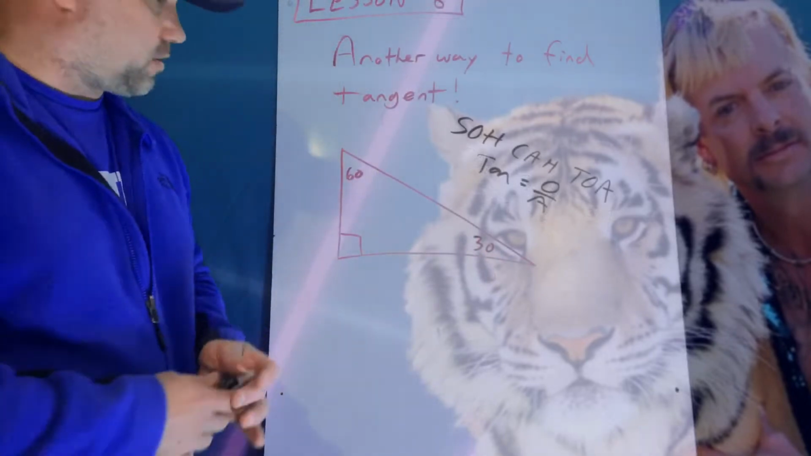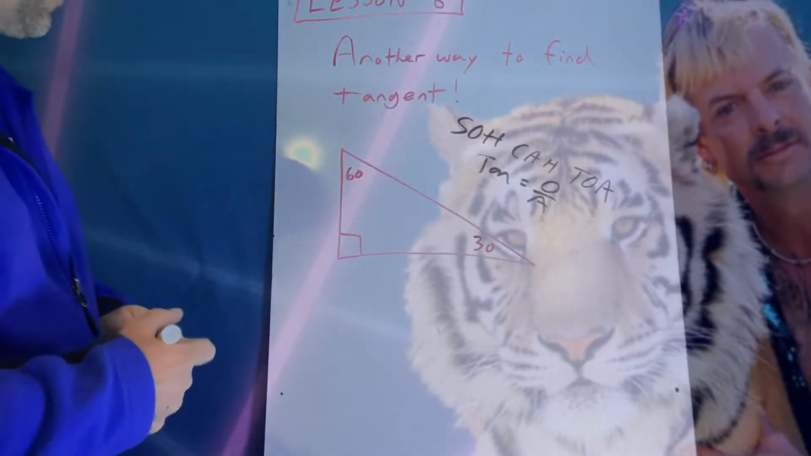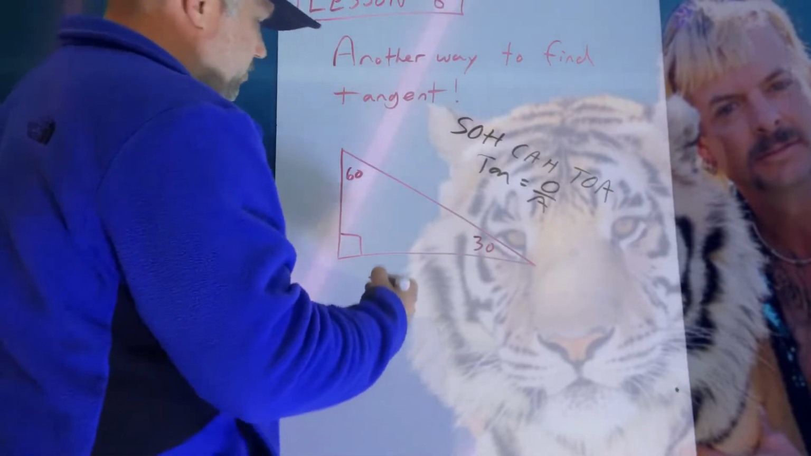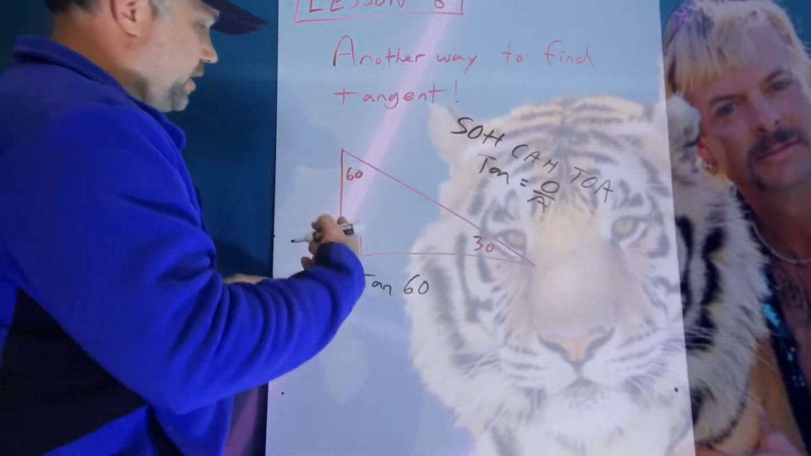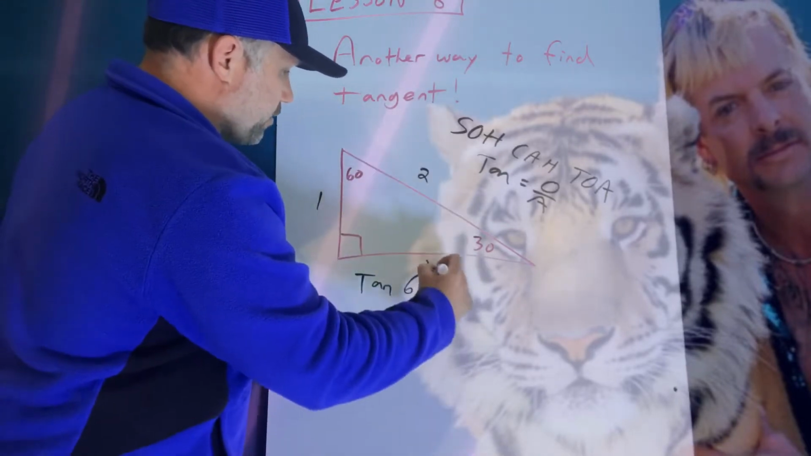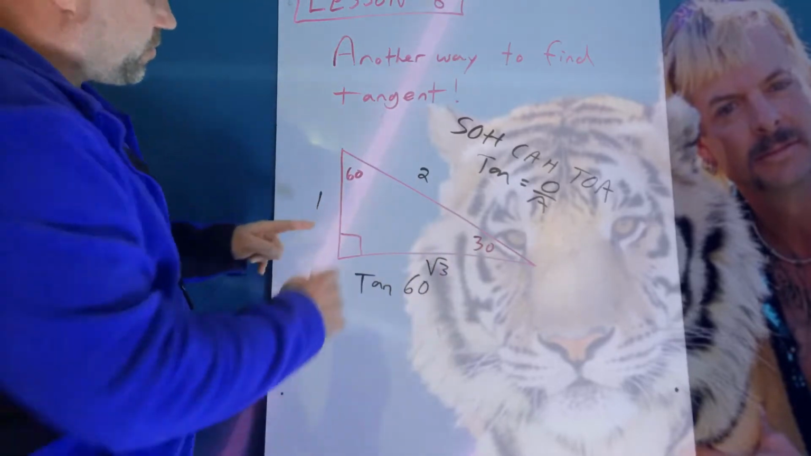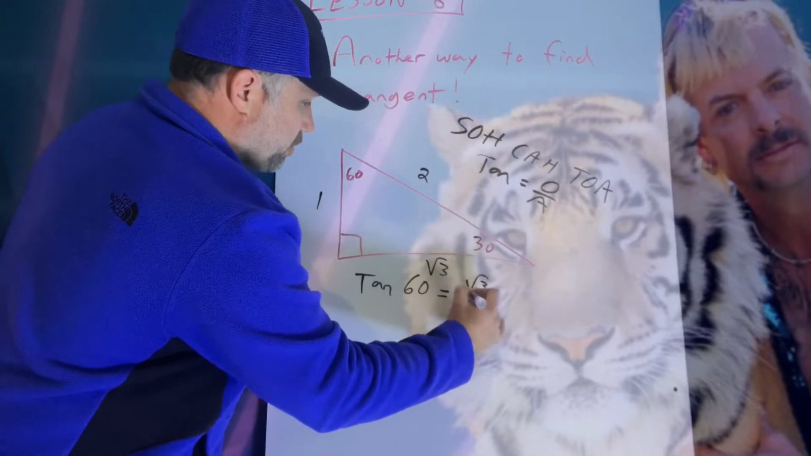Now, if you just look at this 30, 60, 90 triangle that I have drawn here, we know that if, for example, I wanted to find the tangent of 60, I could put in my sides. My sides on my 30, 60, 90 are 1, 2, and radical 3. The tangent of 60 would be opposite over adjacent, radical 3 over 1.